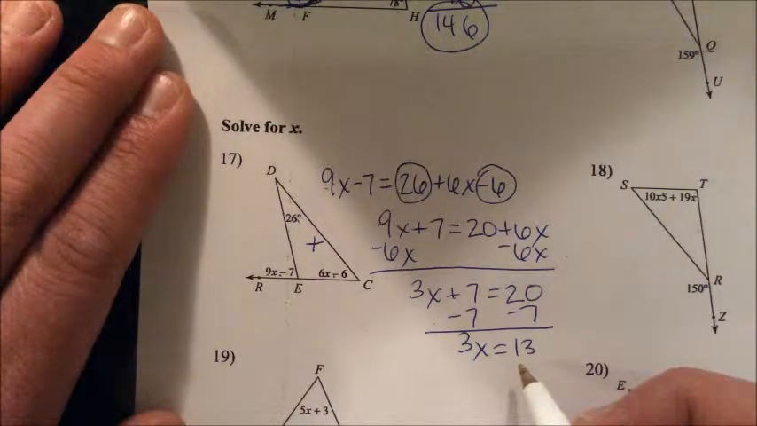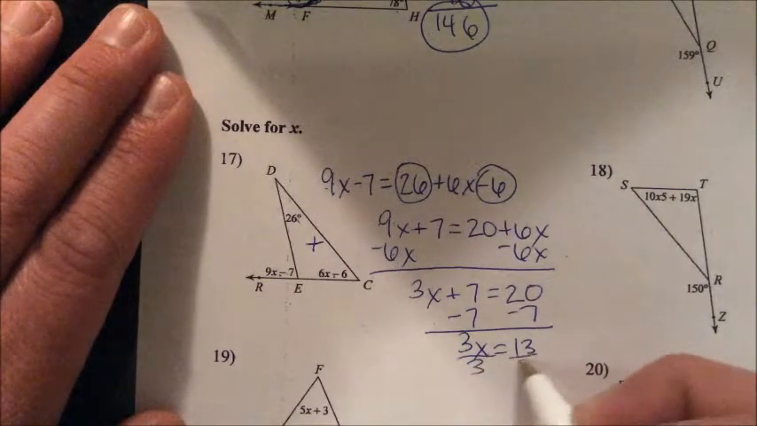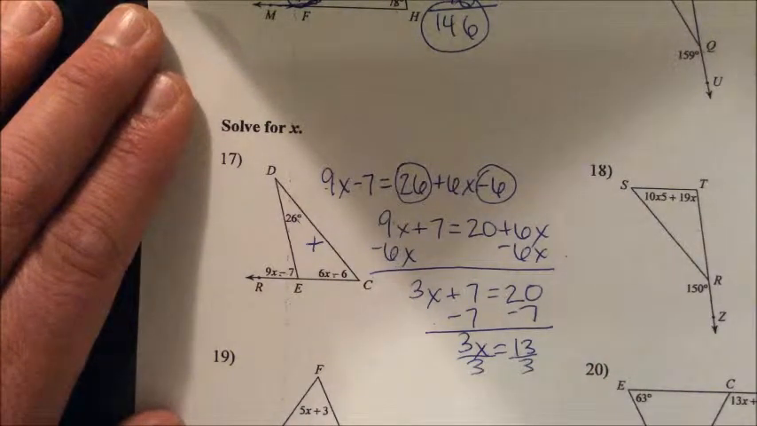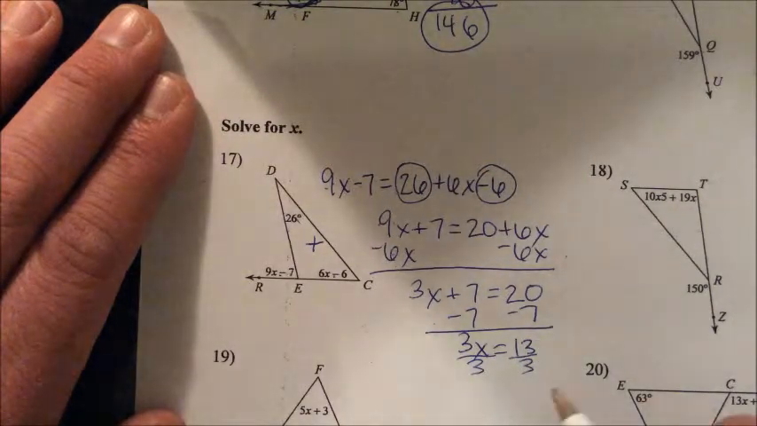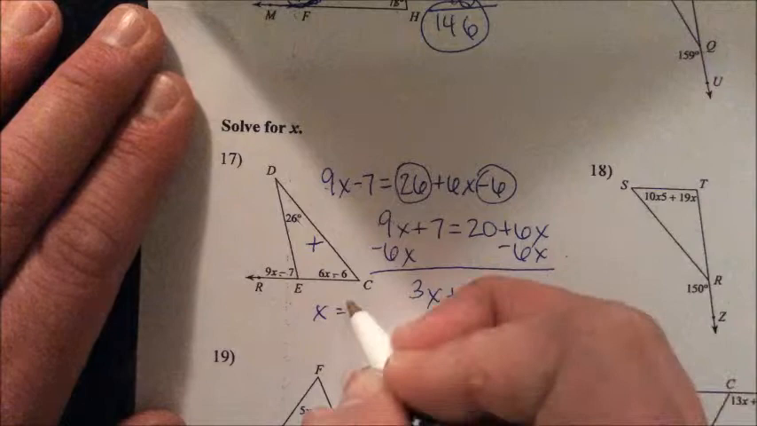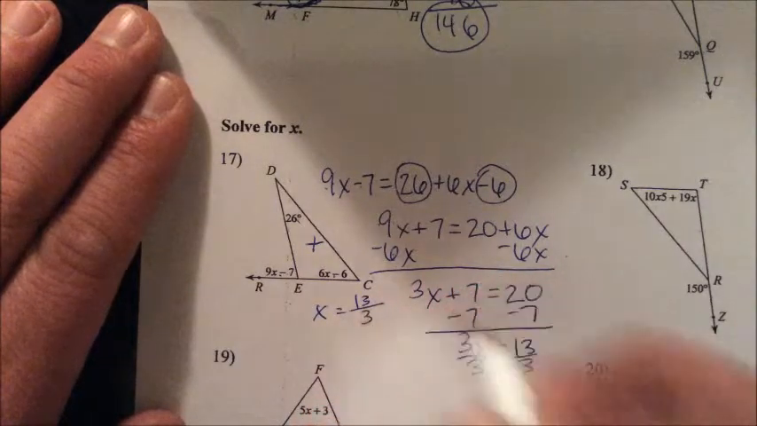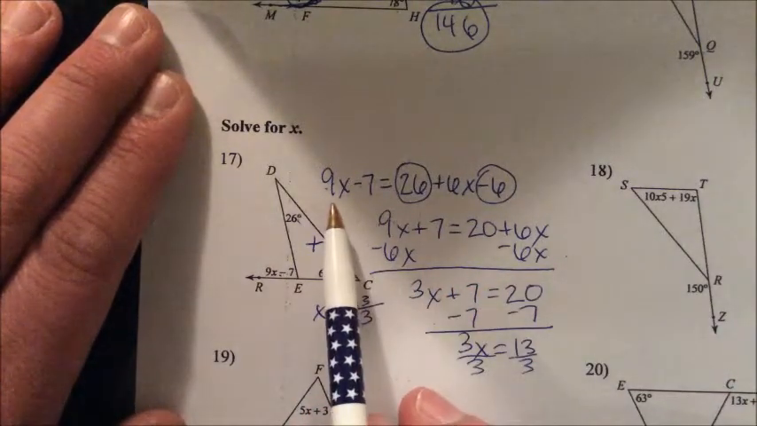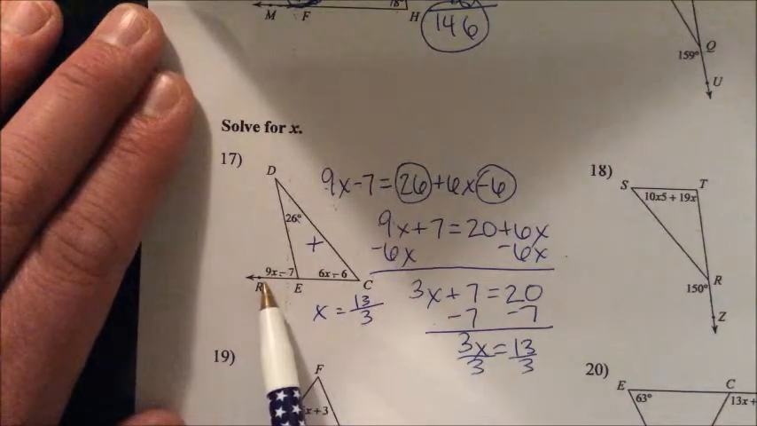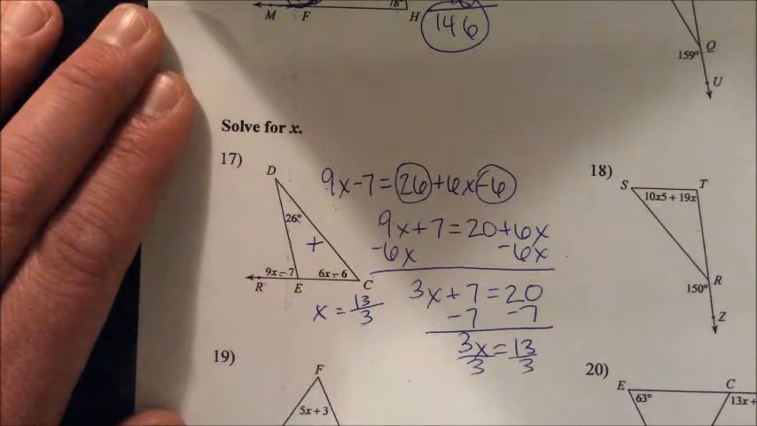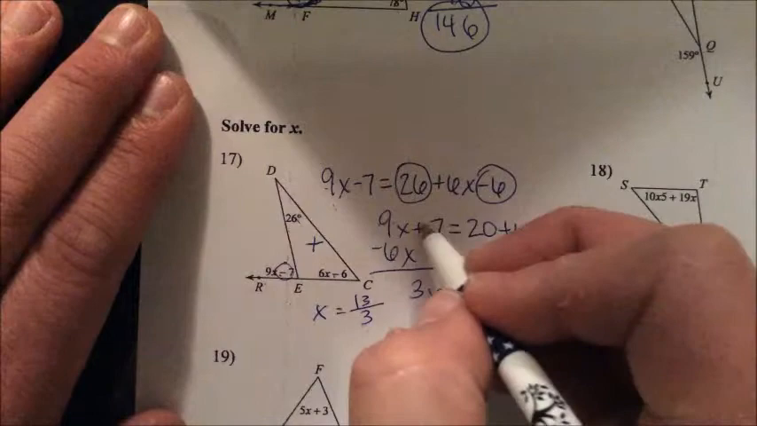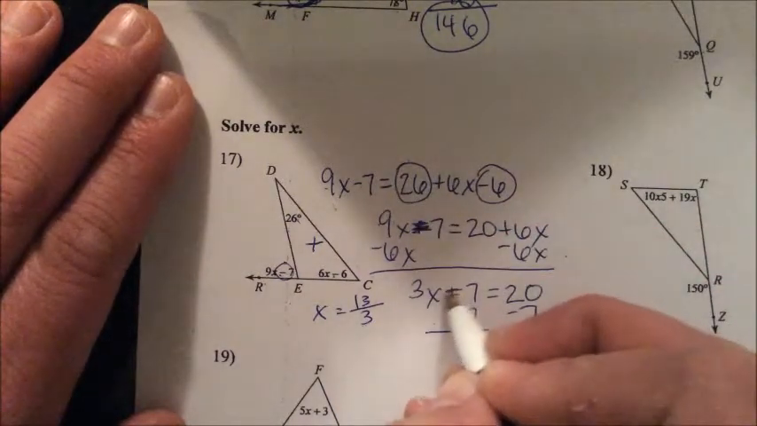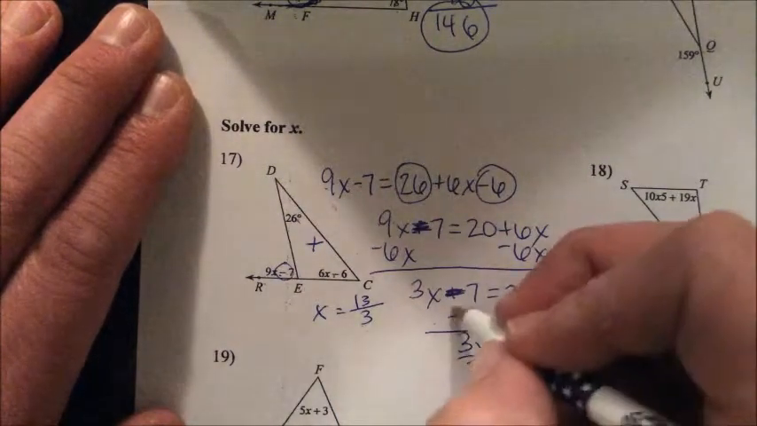And I divide by 3. My answer is x equals 13 over 3. I feel like I did something wrong here because we got a fraction. Oh, I see what we did wrong here. This is supposed to be a minus 7, which means we're actually going to add 7 here.